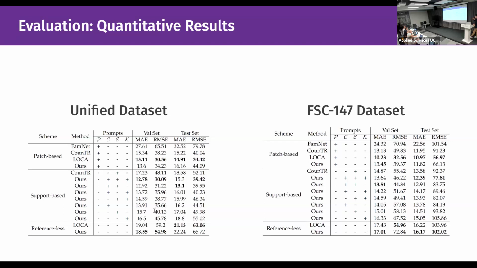On the FSC 147 benchmark dataset, we have a similar performance, but the performance gap between patch-based and support-based methods here is slightly bigger. It's probably due to the smaller dataset size, so our model underfits and cannot generalize as well as on our unified dataset.